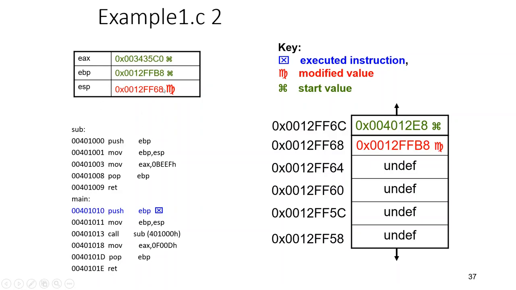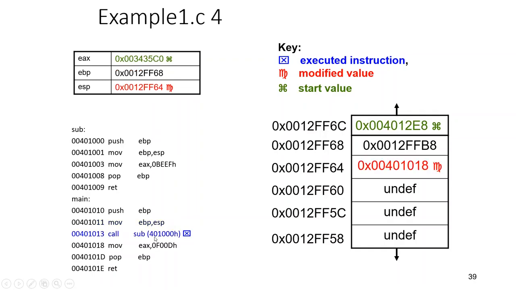Now move EBP, ESP: take the ESP value and copy it into EBP. Now EBP gets changed to 12FF68. Nothing changes on the stack, we are just copying the value. Now we are calling the function. Before calling the function, we save the address of the next instruction to be executed in main, that is 401018, onto the stack, and then jump here.